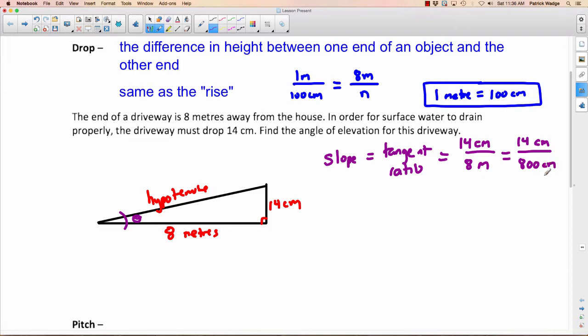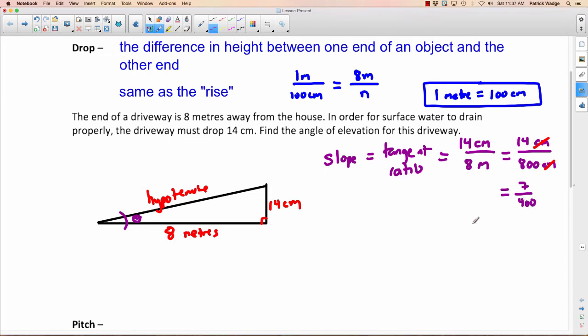I probably made that more confusing than I had to. I bet as soon as I wrote this, you knew this was 800 centimeters. Good, look, we have the same units. We can get rid of them now. So our slope, or our tangent ratio, is 14 over 800. Oh, let's put it in lowest terms. You could divide them both by 2. 14 by 2 is 7, and 800 by 2 is 400.